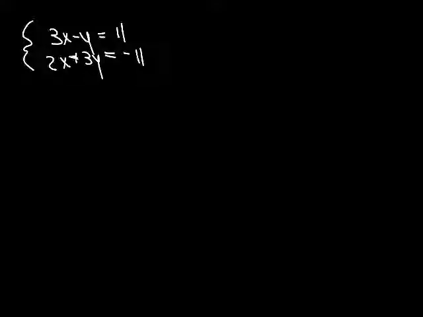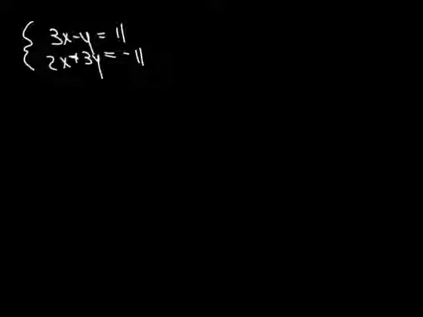So off to another one. We have 3x minus y equals 11, and 2x plus 3y equals negative 11. The problem with this one is we don't have anything that says x equals something or y equals something. So we have to manipulate things around so that we get y equals something or x equals something. It doesn't really matter which one you choose to set, or which of the problems you do that with.